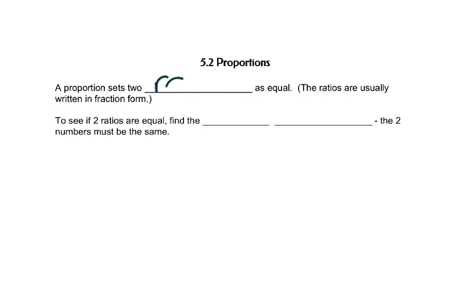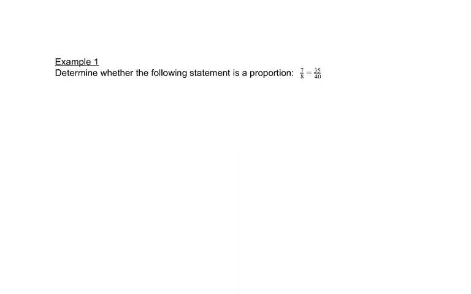A proportion sets two ratios as equal. And when we're doing proportions, we usually write the ratios in fraction form. To see if two ratios are equal, we find the cross product. The two numbers have to be the same. So here's what we mean by that.